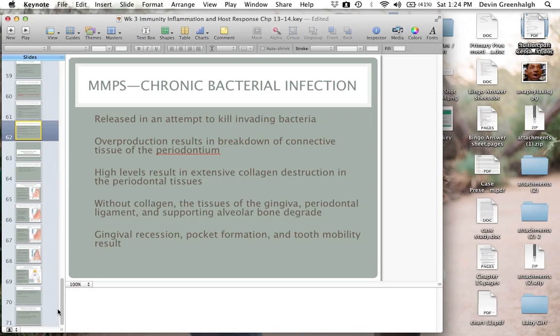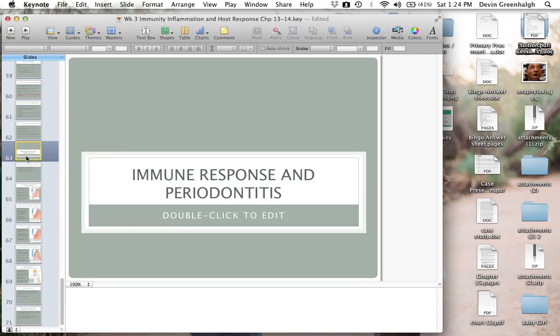Without collagen, the tissues of the gingiva, periodontal ligament, and supporting alveolar bone break down. Gingival recession, pocket formation, and tooth mobility result from MMPs.